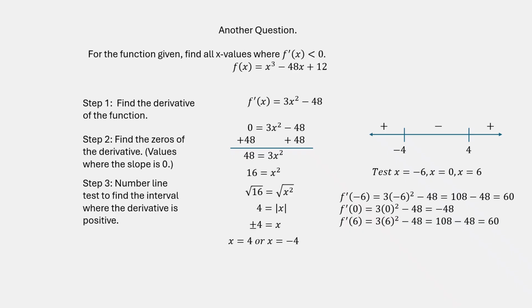So it will always be positive, minus, positive. If there was a negative number in front of that x cubed, if it was a negative x cubed, all of those signs would be reversed. It would be minus, plus, minus. But now, let's focus on the problem. Where is the derivative less than 0? Well, that is in between -4 and 4. So it's the interval from -4 to 4, or -4 is less than x is less than 4. Simple.